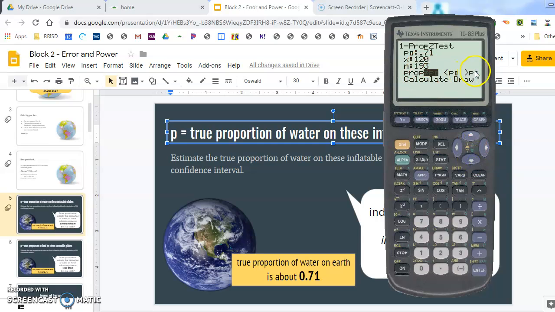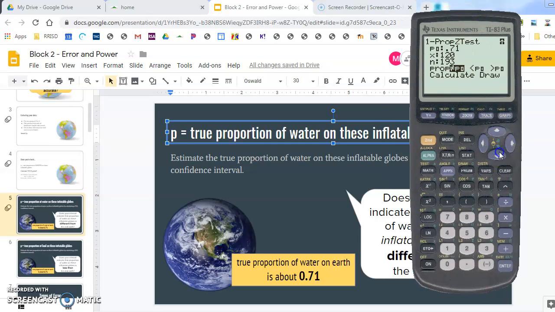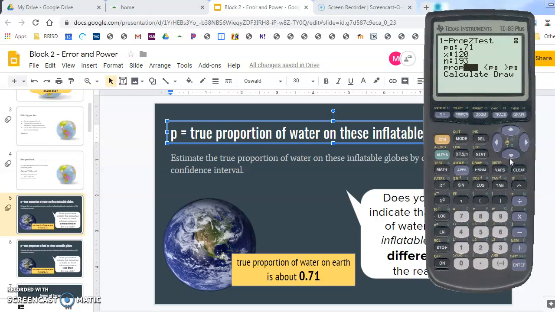And then you have to choose your alternate proportion. So in this case, I am asking the question, do I have evidence that it's different? So I would choose the not equal to. And then I'm going to go to calculate. So we go to calculate, and it gives us the z-score, the p-value, as well as our p-hat, and then the sample size.